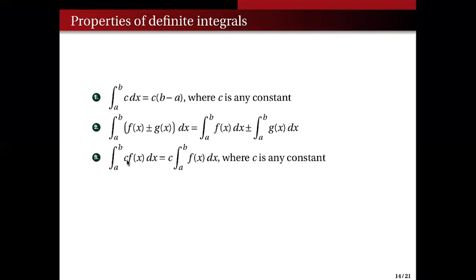If you have a constant times a function and you want to integrate that from a to b, then the constant can just go out of the integral sign. So just calculate the integral here, then multiply it by the constant. Okay?